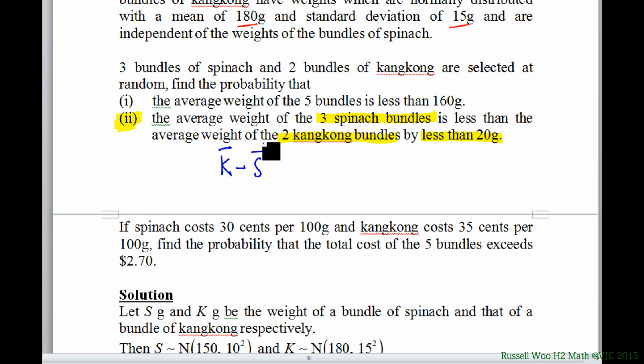Like I want this, right? This one is the difference between kangkong and spinach, and obviously I want kangkong to be heavier. Right? I want this difference to be less than 20. I actually want the probability this is less than 20. Let's give ourselves this overview first. We actually want to find this.